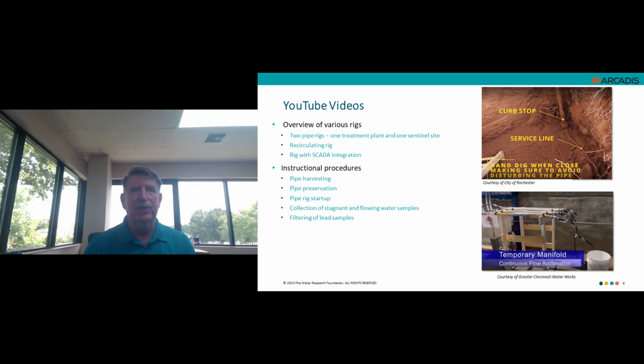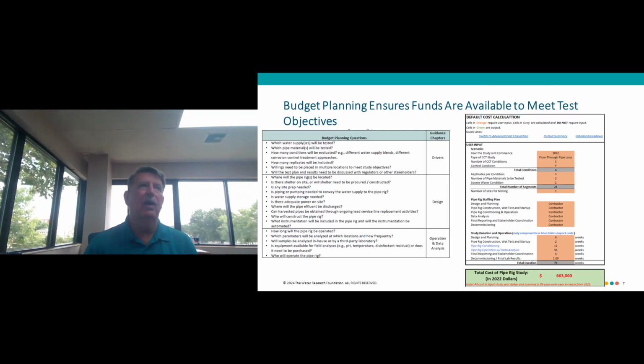Our team reviewed and helped with them and put them together. They're all available with links on the WRF site. And then a costing tool, an Excel spreadsheet interactive costing tool to help you estimate the cost of your rig study is also available that Carolyn and her group put together.